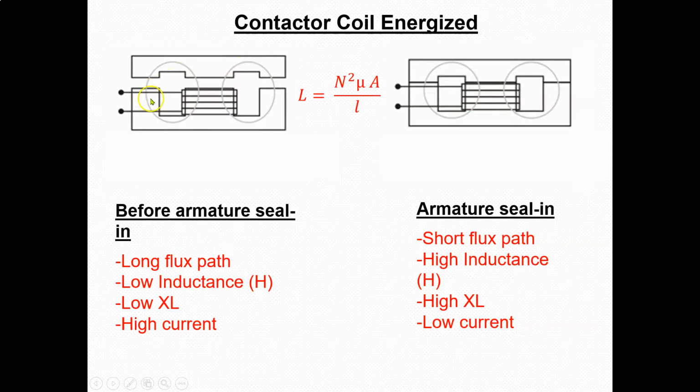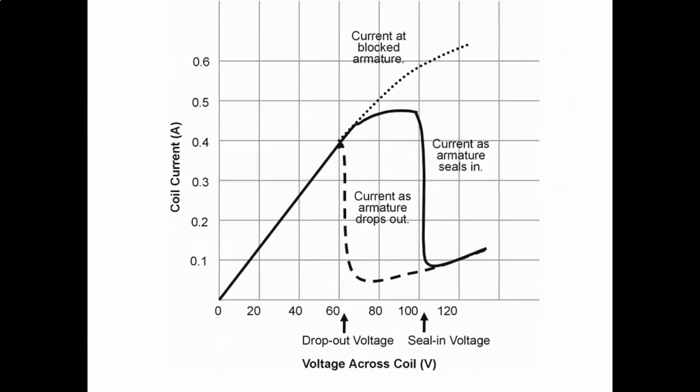So if I don't have enough voltage here to actually get that seal in voltage, to get that armature to move, that means my current's going to be really high on this coil for a long time, and I can actually burn it out. So too high a voltage is bad, and too low a voltage is also bad.